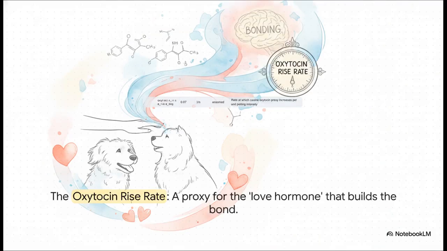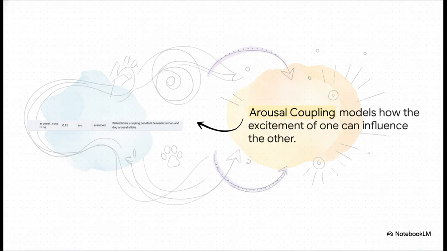Okay, so one of the coolest dials we can play with is the oxytocin rise rate. You've probably heard of oxytocin. It gets called the love hormone, and it's super important for social bonding. In this simulation, we can literally dial up or dial down how quickly that feeling of connection builds inside the dog. Another really fascinating one is called arousal coupling. This models how the excitement of the human can directly pump up the dog, and vice versa. It's that feedback loop we've all seen, where our emotions just seem to be contagious with our pets.